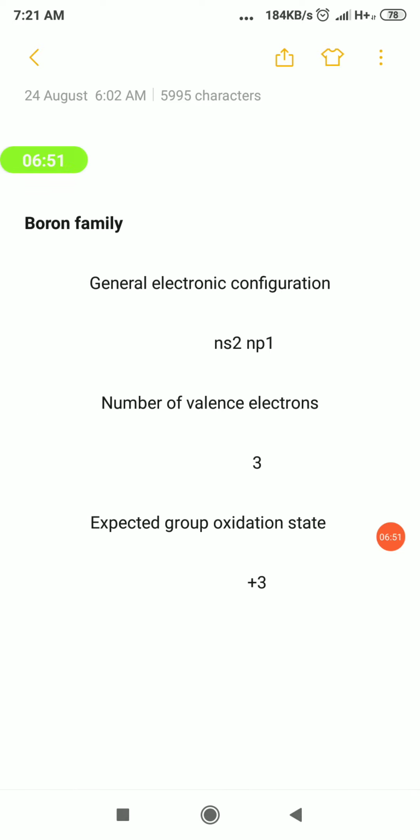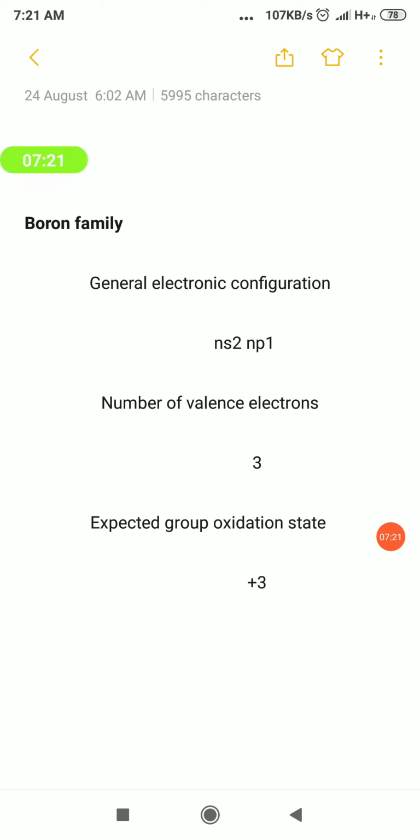Okay, let us take the example boron family. Boron family general electronic configuration is ns2np1. Okay, and the number of valence electrons are 3. That also we know. Then expected group oxidation state. What is group oxidation state? The number of electrons present in the outermost shell. Here 3 electrons, no? So the expected group oxidation state is +3. Okay, and this state will be common for boron and aluminium. Boron and aluminium +3 the most stable state.